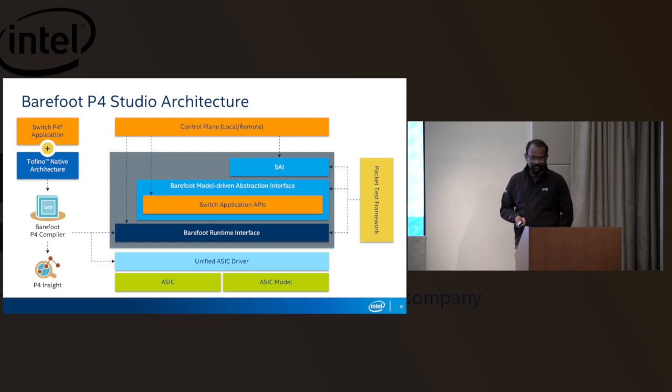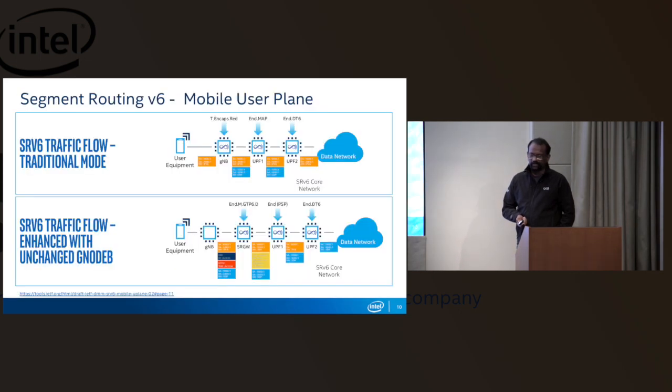So let's look at a few use cases. So as you know, segment routing for V6 is evolving. More packet processing functions are being described. And what we have done with our silicon, we were able to actually implement any new function that is described in an IETF draft literally in a matter of hours, if not a day, from the time it gets published in a draft. So here we are showing the mobile user plane functionality for segment routing V6.